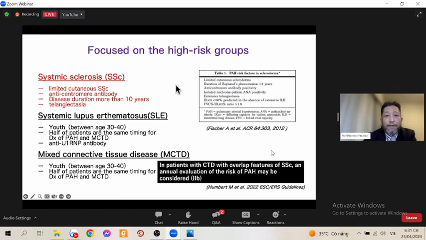But systemic sclerosis itself is a high-risk group for pulmonary arterial hypertension. So a recent guideline mentioned that in patients with CTD-PAH with overlap features of SSc, an annual evaluation of the risk of PAH may be considered.